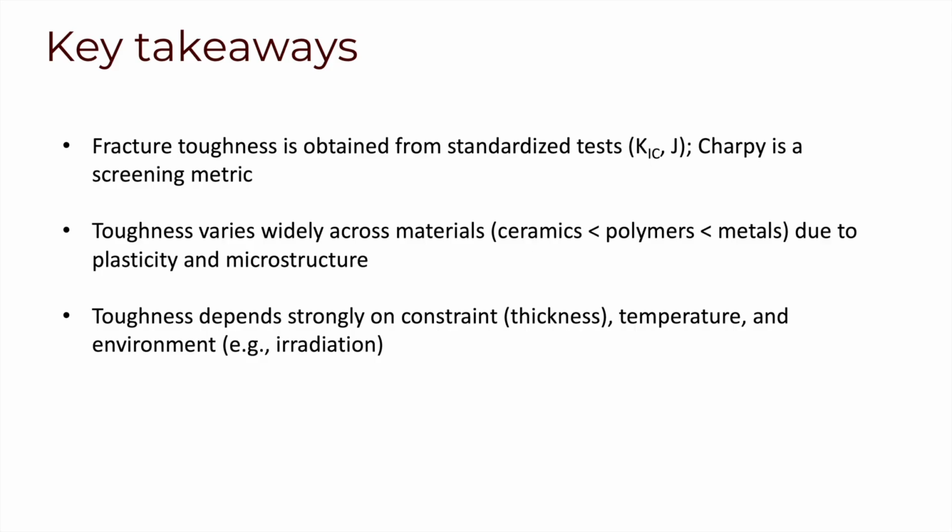To summarize, fracture toughness is measured using standardized methods such as the compact tension test or single edge bend test, while the Charpy test serves as a practical screening tool for impact resistance. We also developed a sense of scale of toughness values across different material systems. In general, ceramics exhibit the lowest fracture toughness. Polymers are typically tougher than ceramics, and metals, especially structural alloys such as steels, show the highest toughness.